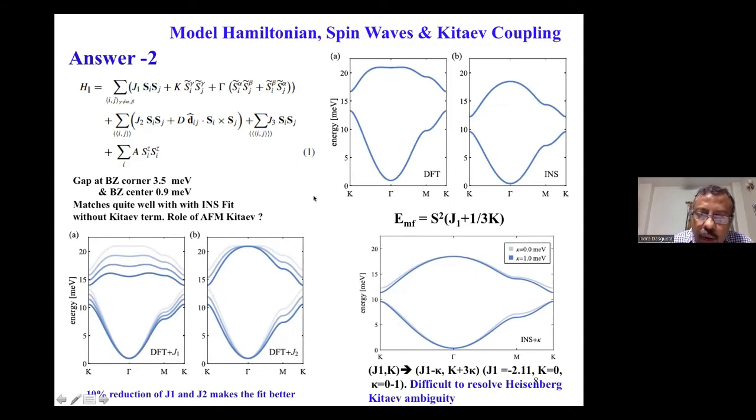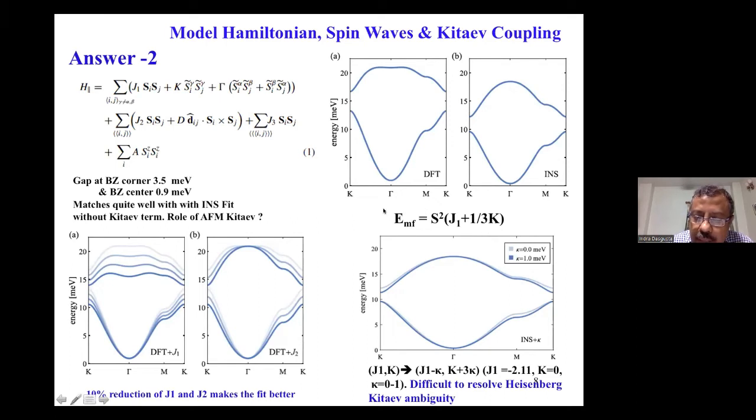Well, the important point to note here is that the comparison with the inelastic neutron scattering happens to be good with our DFT parameters, but the inelastic neutron scattering could only be fitted with the DM interaction, where we really don't need the Kitaev interaction. So this is an important question: whether the Kitaev interaction is really playing any role here.